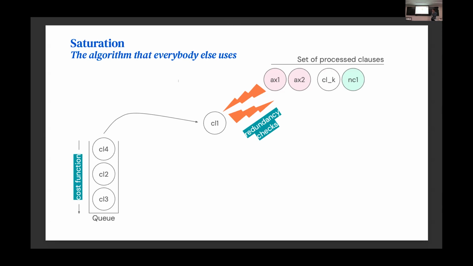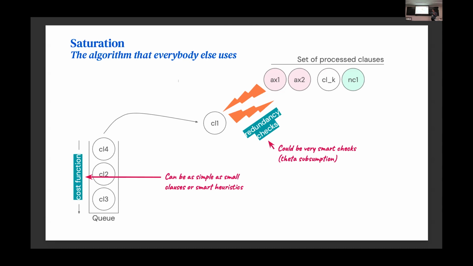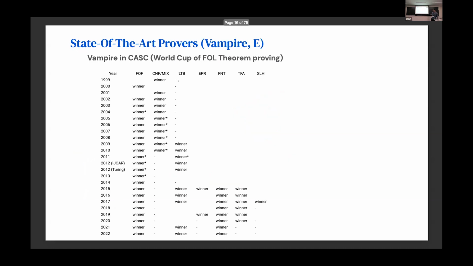Is that part clear? So you do some redundancy checks, and it could be very smart checks, but it could be as simple as this. And again, the cost function could be simple or smart. A lot of people in machine learning have tried to learn this cost function now. Most of the heuristic people were trying to come up with nicer and smarter ways to assign a cost. The simplest one, which still works pretty well, is the length of the clause. But people have come up with very smart cost functions. When the machine learning people entered, they said, we will give the clause to a neural network, and the neural network will assign us a cost. I will go into how they do that. But this is the algorithm everyone uses.